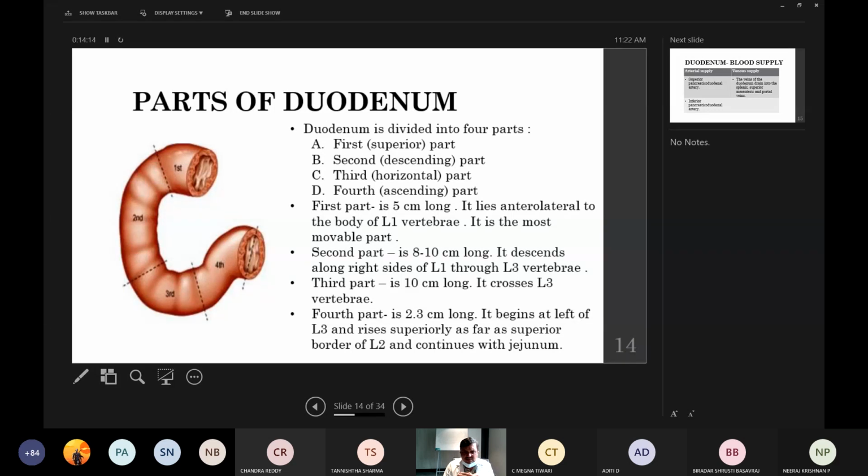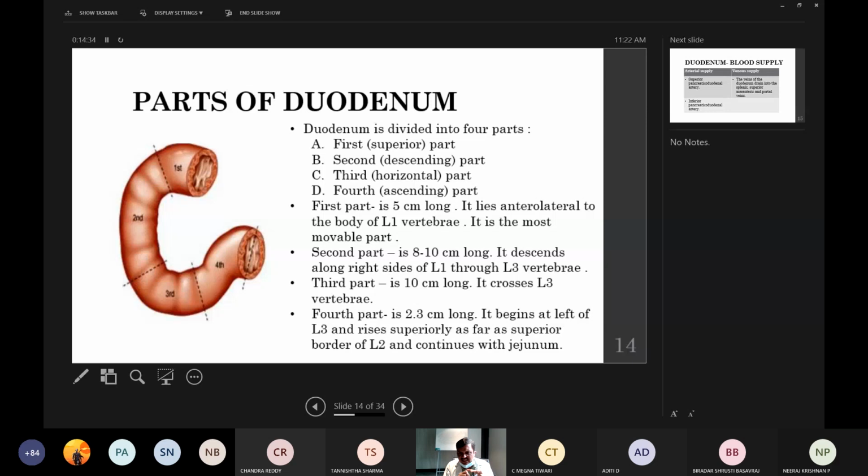The second part, as I told, measures 7.5 to 8 centimeters long. It descends along the right side of the L1 through L3 vertebra, that is, side by side with the vertebral column. So up to the lower part of L3, it descends vertically downwards. That part is called the descending part.